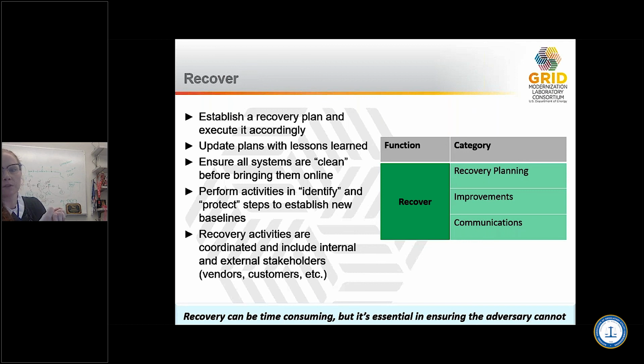And then look at the safety aspects here of if you reconnect a system that's compromised or a spinning generator, there's more issues that can happen by doing that. So recovery from a cyber attack could actually be more time consuming, but it's really essential for continuity of business. So next.